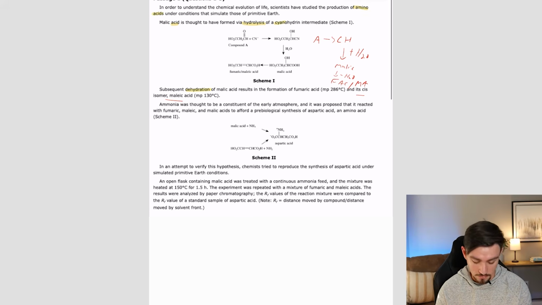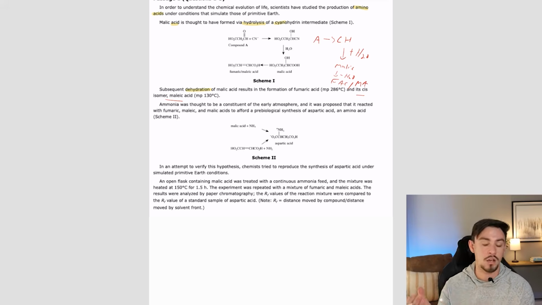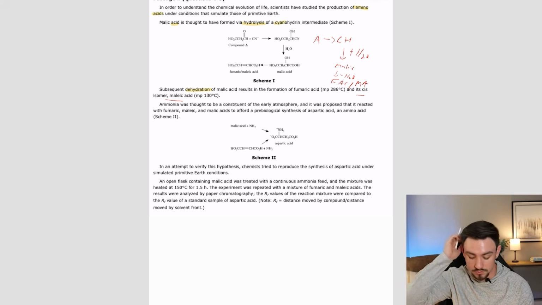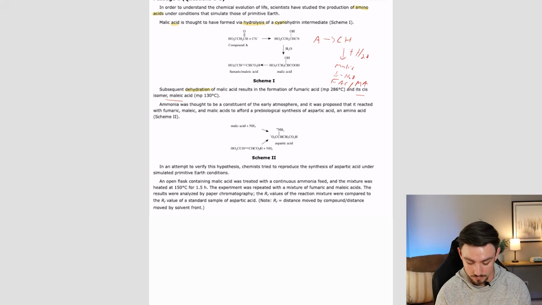So moving on, it says ammonia was thought to be a constituent of the early atmosphere. So originally we had some ammonia just floating around in the sky is what they're saying. And it's proposed that it reacted with fumaric, maleic, and malic acids to afford a pre-biological synthesis of aspartic acid. So the 1-letter code for aspartic acid is D, remember.